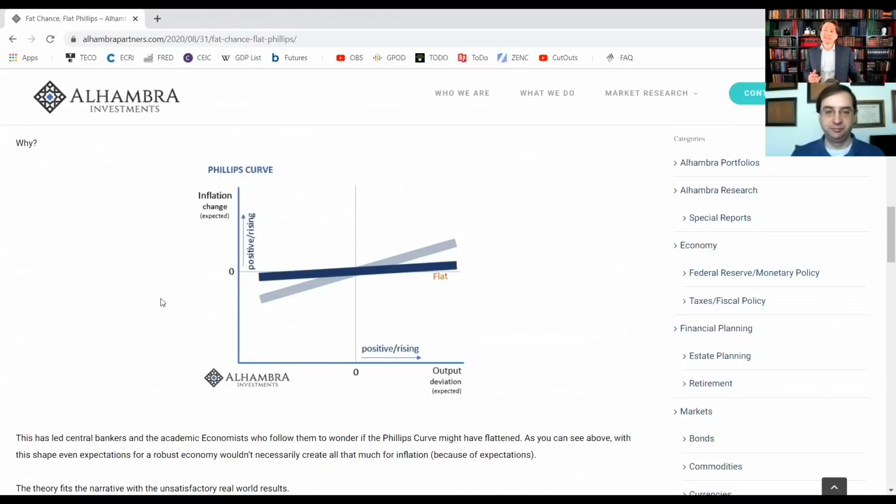And why did this happen? Richard Clarida must have offered an explanation as to why the economy transformed like this. Yeah, and I think that's a big point here, Emil, because you can't just flatten out the Phillips curve because it's convenient to your argument.